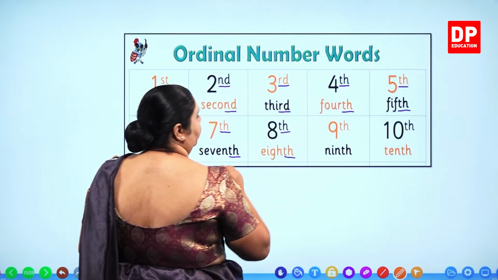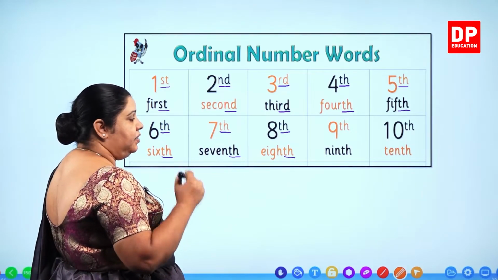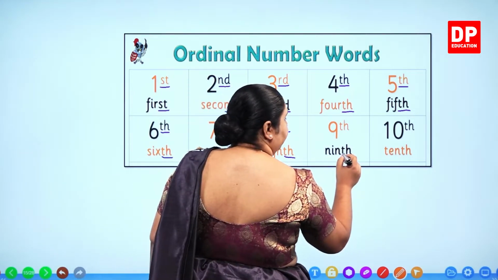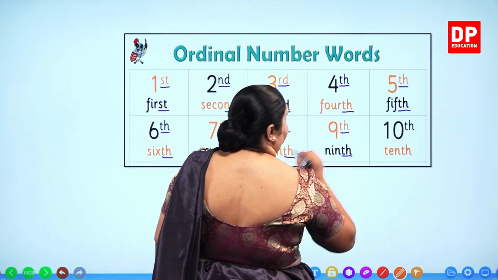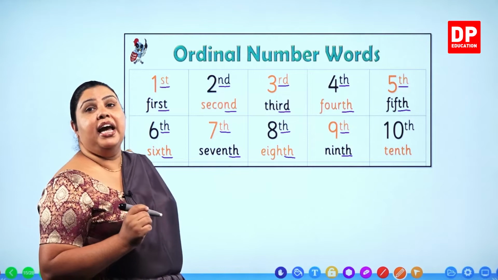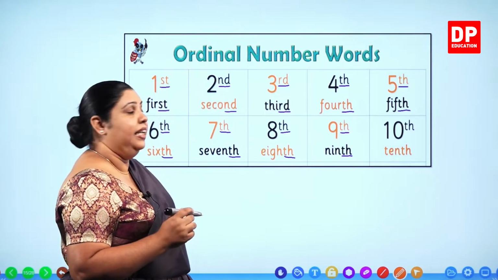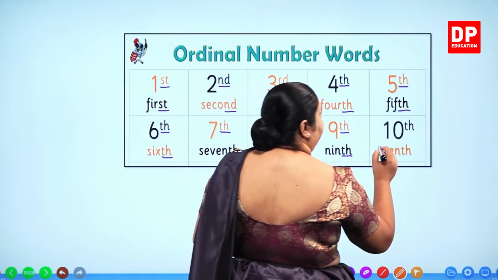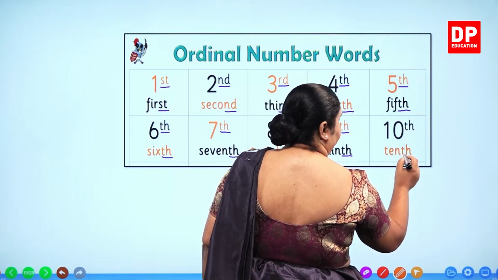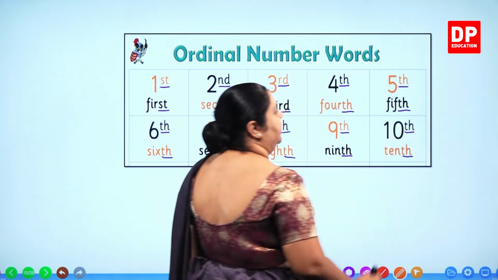TH is the last 2 letters. So you write 8 and TH. Next one, ninth. NINTH. You write number 9 and you write TH. Next, 10th, the last number. TENTH. You write number 10 and you write TH.